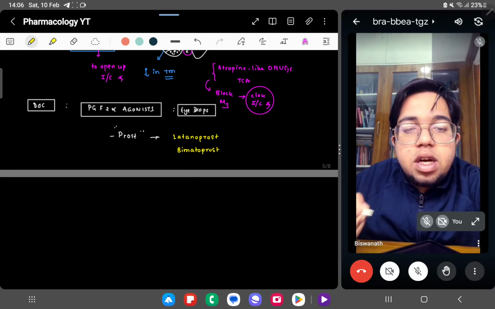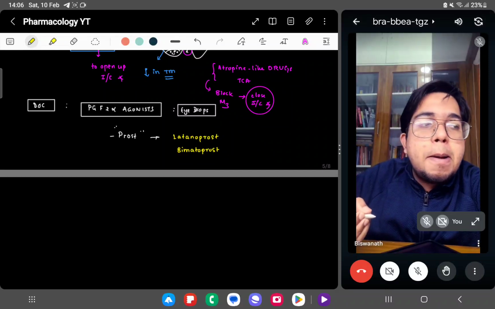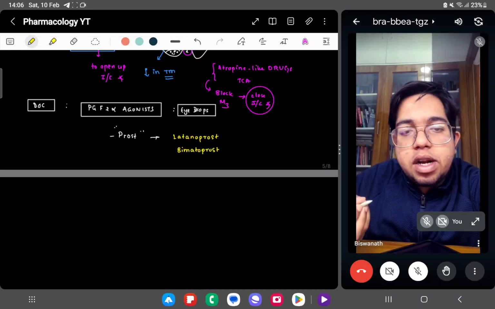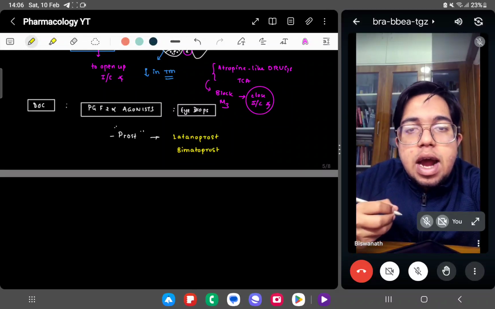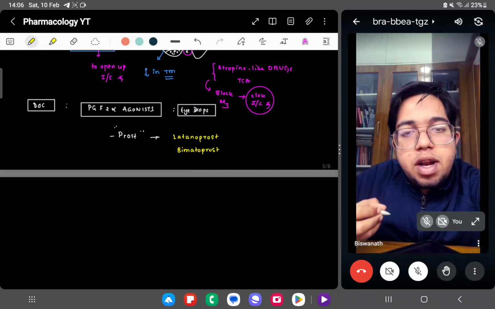These are basically two I'm writing. We have some travoprost, okay, and tafluprost. Many drugs are there. You can just remember latanoprost and bimatoprost. And what are the adverse effects if you give the prostaglandin F2 alpha agonists?